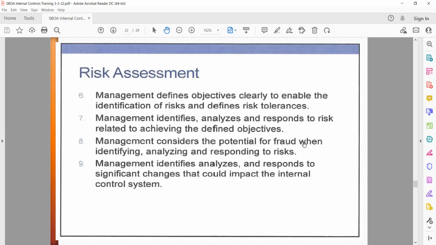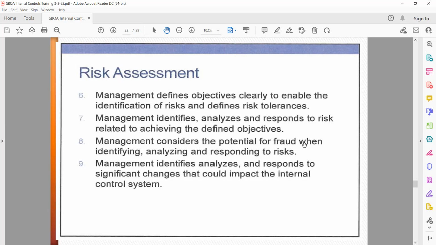Risk assessment contains the next 4 principles. Number 6, management defines objectives clearly to enable the identification of risk and defines risk tolerances. Number 7, management identifies, analyzes, and responds to risk related to achieving the defined objectives. Number 8, management considers the potential for fraud when identifying, analyzing, and responding to risks. Number 9, management identifies, analyzes, and responds to significant changes that could impact the internal control system.